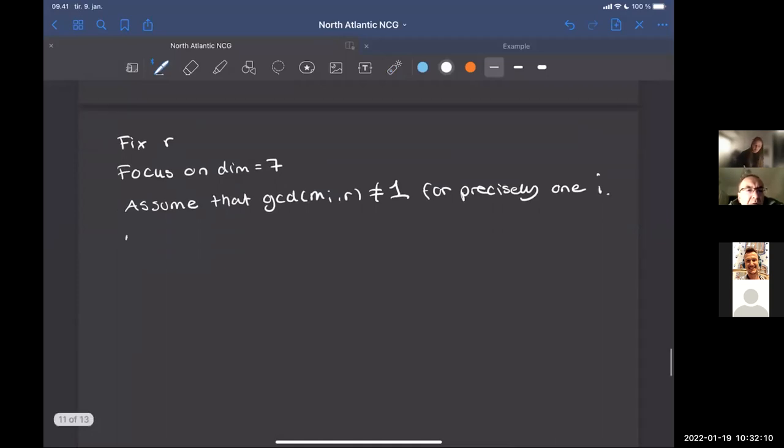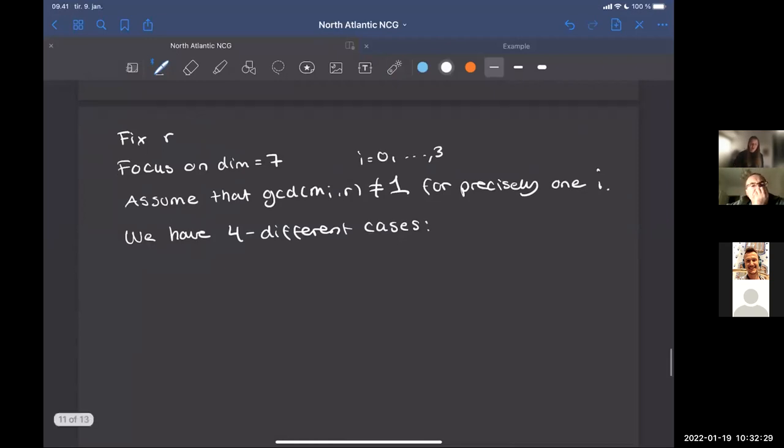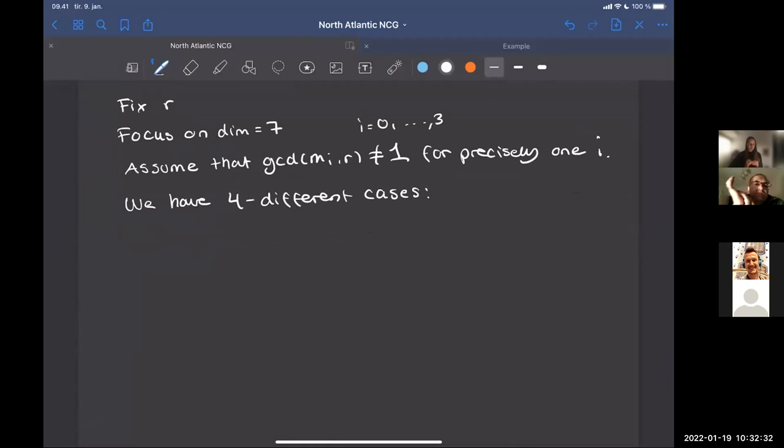Okay, so then we have four different cases. I ranges from 1 to 4, am I right? 0 to 3, yeah. Sorry, 0 to 3. Exactly. So it depends on which of these weights is the one where the greatest common divisor is different from 1. So we have these four different cases. I will denote them like K111, where these are not the weights, but it means that the greatest common divisor between M0 and R is K and the rest of them is 1, and so on.